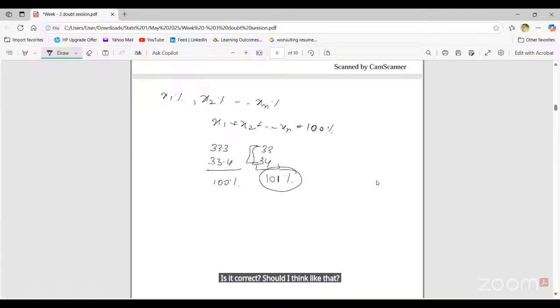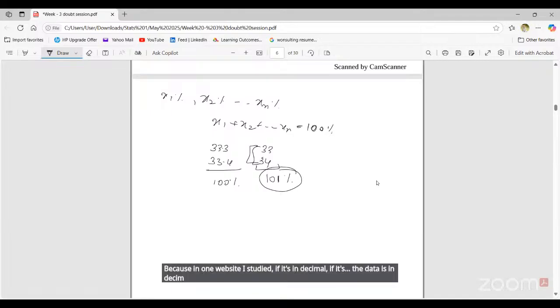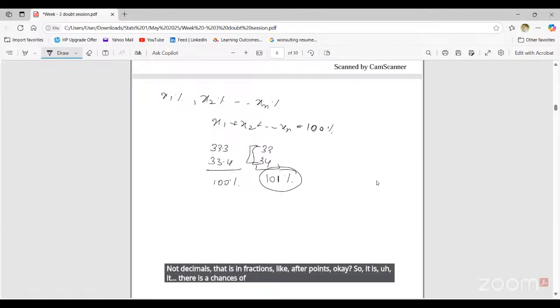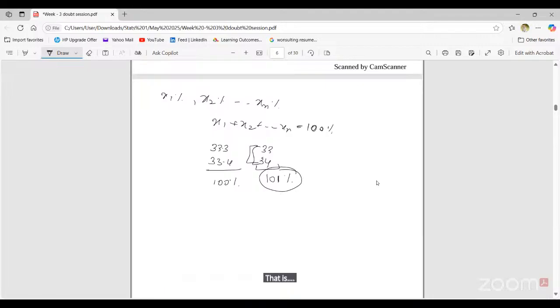You are thinking that in the pie chart the data is given as 33.3, so it is a rounded-off value. It would have been 33.323, and they rounded it to 33.3. Can I consider it that way? Because on one website I studied, if the data is in fractions, after the decimal point, there is a chance of round-off errors, so we should consider it. Yeah, you can consider it like that as well.